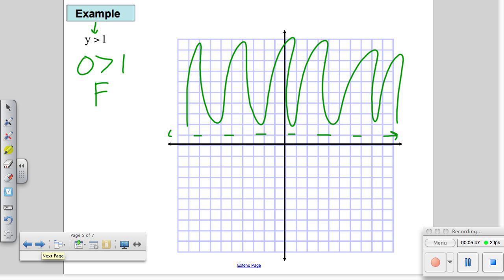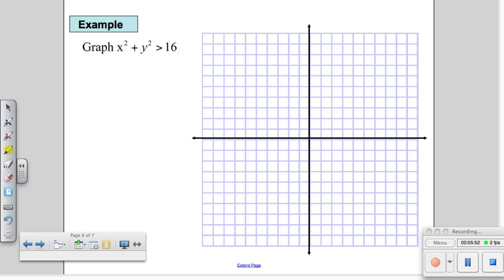All right, now that we've showed examples of lines, we're just going to do a couple more examples. And these are going to include equations that aren't lines now, so nonlinear functions we're going to graph. Here's the first one, x squared plus y squared is greater than 16.